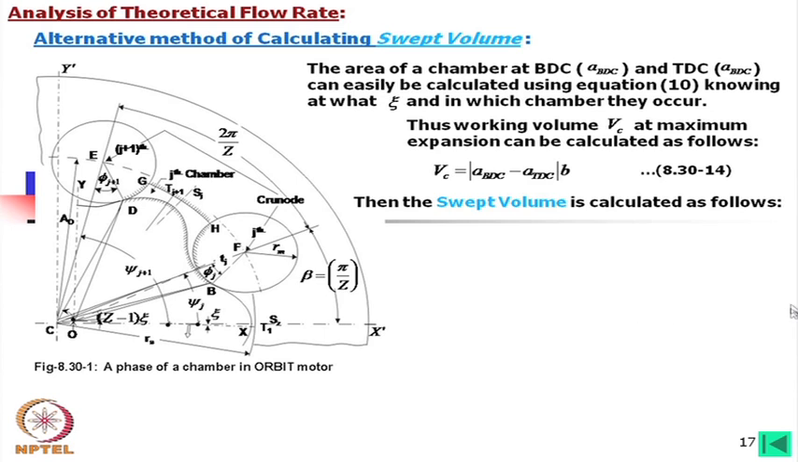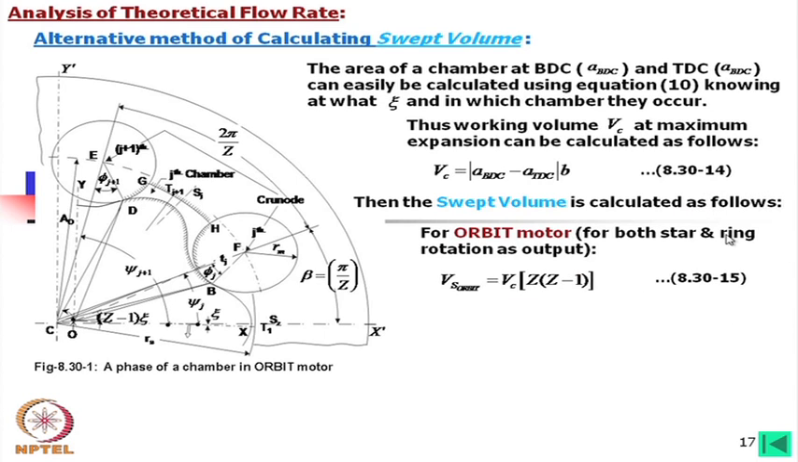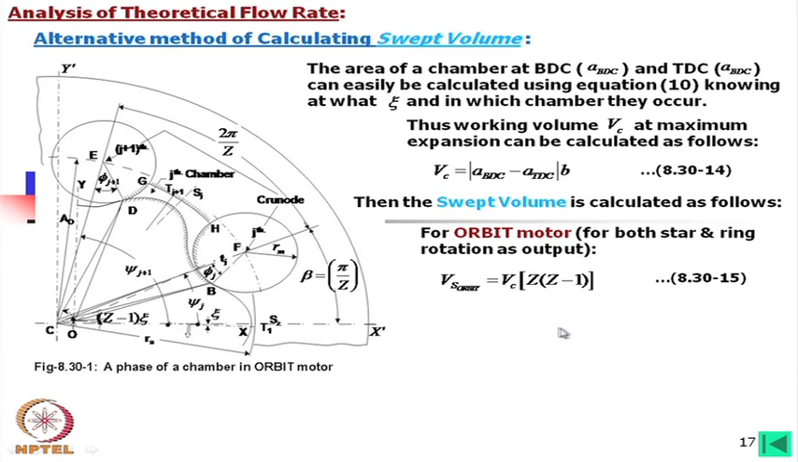Now, the swept volume is calculated as follows. For orbit motor, we simply take the volume of one chamber into this action in one revolution. That means, how many such chamber actions will there be in case of orbit motor? z into z minus 1 times. So, you simply multiply this, and you will get the swept volume of orbit motor. Interestingly, in orbit motor, this is one with respect to the other. That means, either the star rotating with respect to the ring or the ring rotating with respect to the star. So, in that case, there will be a single formula to find this swept volume, whether the star is rotating or the ring is rotating.